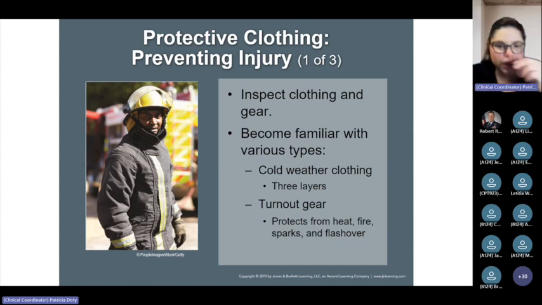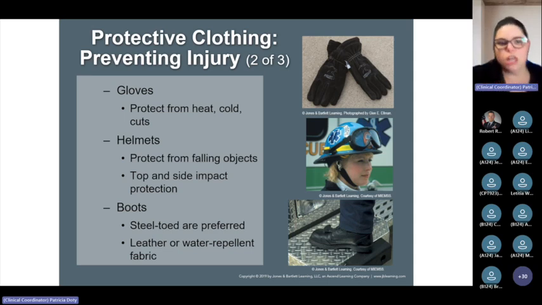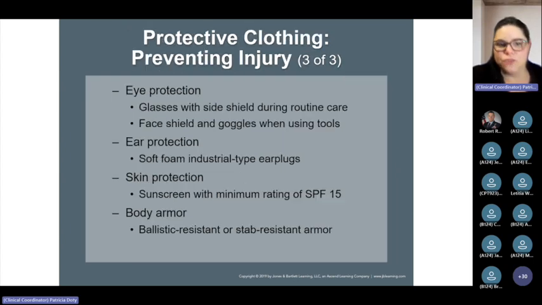Turnout gear, of course, we already know what that's for. And then here's your gloves. That protects from heat, cold, and cuts. Helmets protect from falling objects, and boots, of course. Steel-toed are preferred. I will definitely say water-repellent fabric is my most favored. Eye protection, you want those glasses with the side shields.